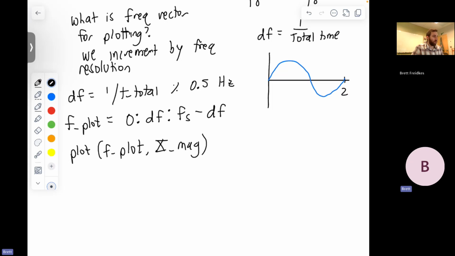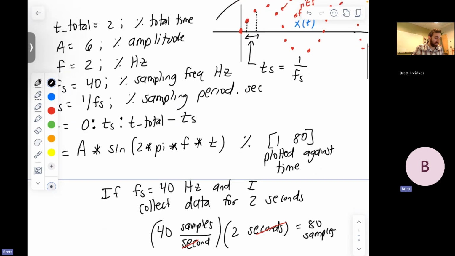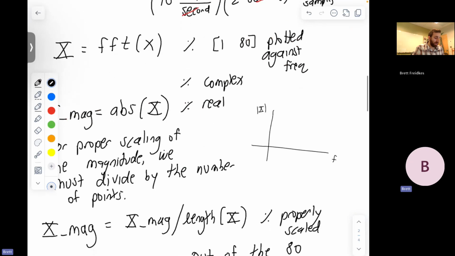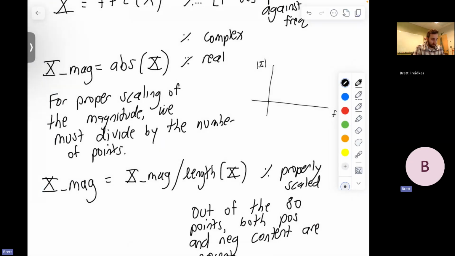So what I want to do now is go ahead and show you this in MATLAB. I'm just going to type the same exact code that we just came up with. We define our t vector and we define our function. We take the FFT, the magnitude of it, which will then scale by the number of points.